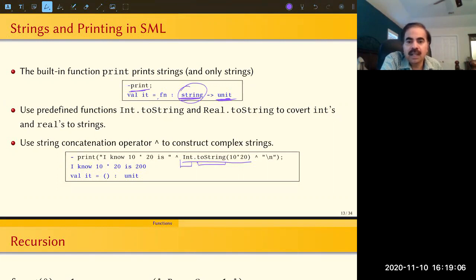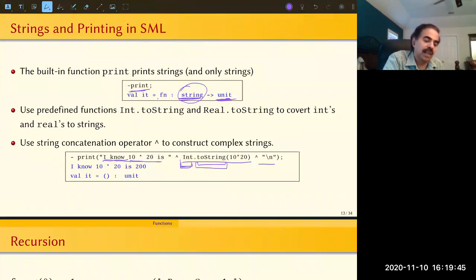Okay, so the library functions available in standard ML are organized into what are called modules, and this is a module that contains a bunch of operations relating to integers. And one of those operations is a toString operation, which converts an integer to a string. So if you want to print, you cannot print an integer directly. You have to first convert it into a string, and then you may want to print it together with a few other things.